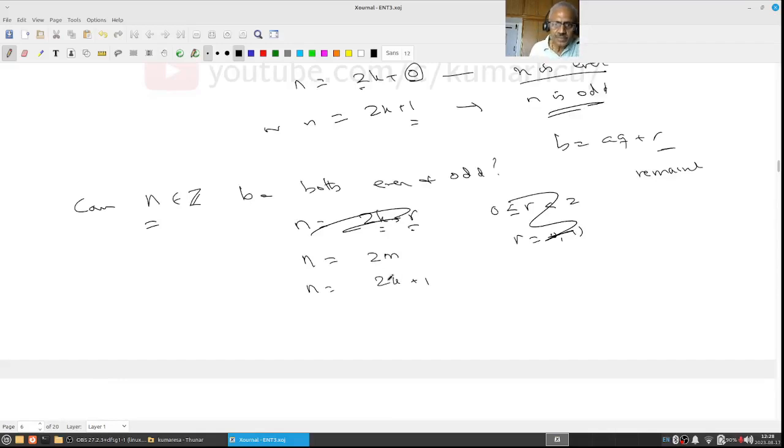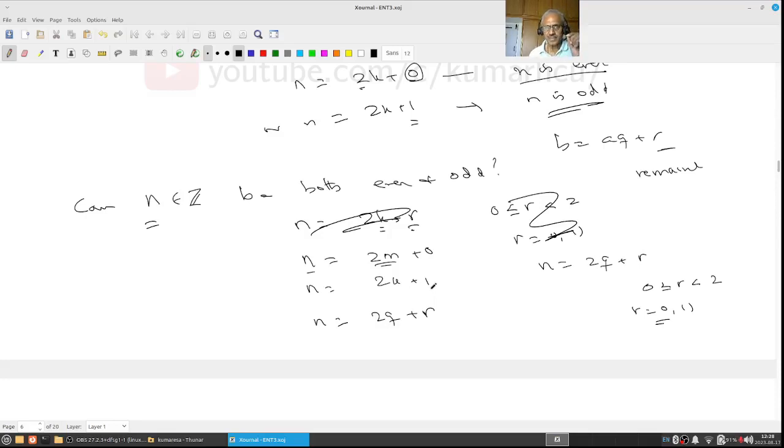But what does it mean? If I apply the division algorithm, I know n must be 2q plus r, where 0 is less than or equal to r, less than 2. That means r has to be either 0 or 1. This is unique, right? So I have written n as 2q plus 0 and 2q plus 1, therefore that would mean r has to be 0 and 1. That's a contradiction.